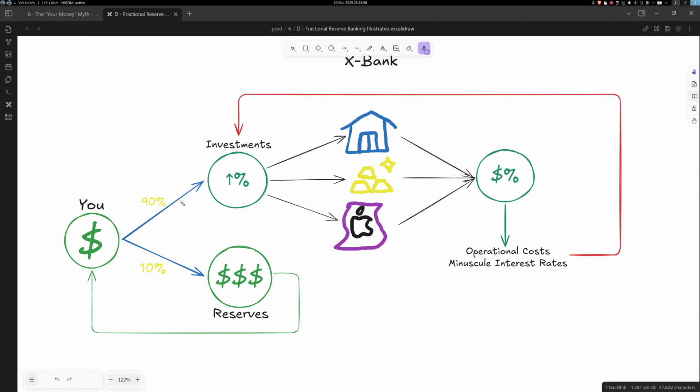Now, this 90% investment, 10% reserve thing, the US government requires that all banks hold at least 10% on hand in case depositors want to withdraw their money. Now, most banks will do this. They'll take 90% of your money, put it in investments. So as you can see here, they can put it into mortgages. They can offer mortgages to their customers or other banks' customers. They can put it into gold if they wanted to, or they could invest it in the stock market.